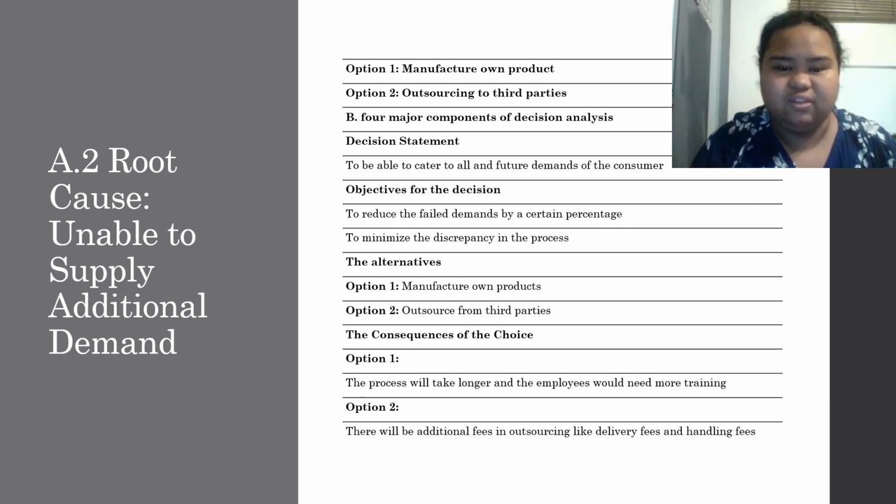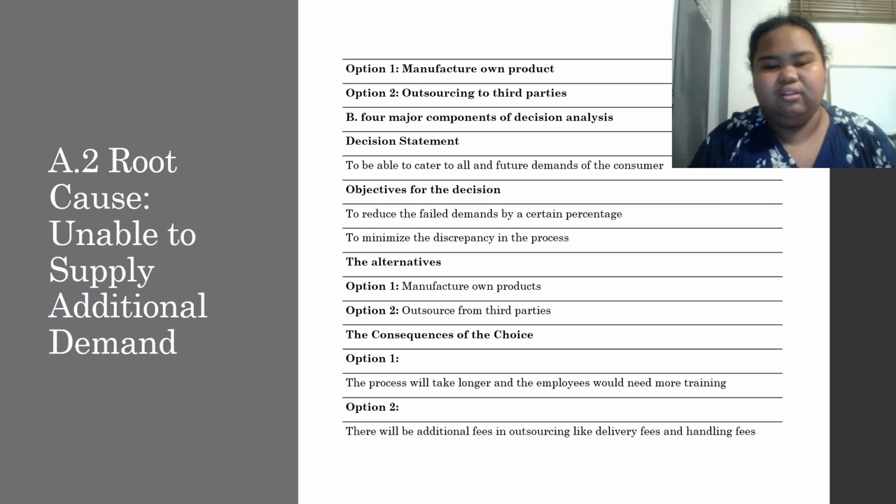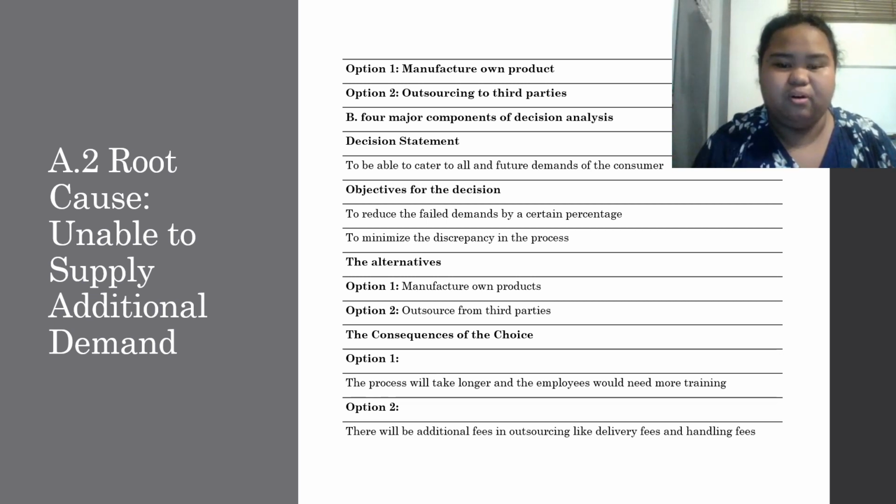The two alternatives again are to manufacture our own products or outsource from third parties. The consequences for the first choice are that the process will take longer, the employees would need more training, and we would need to buy more equipment since the raw materials should be processed. For the second option, the consequence is that there will be additional fees in outsourcing, like delivery fees and handling fees.